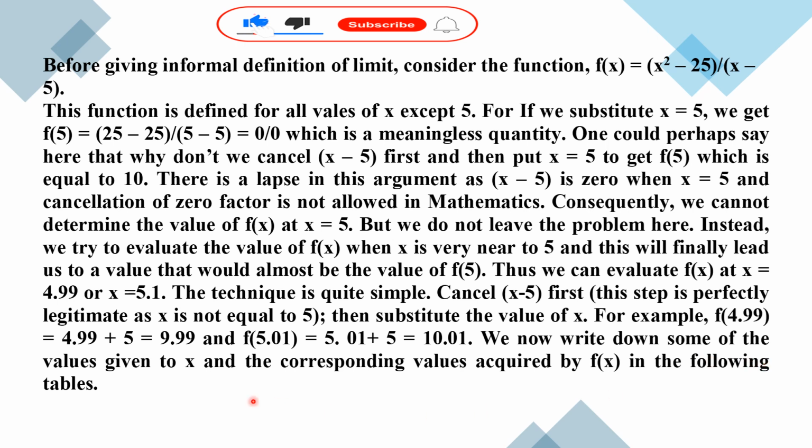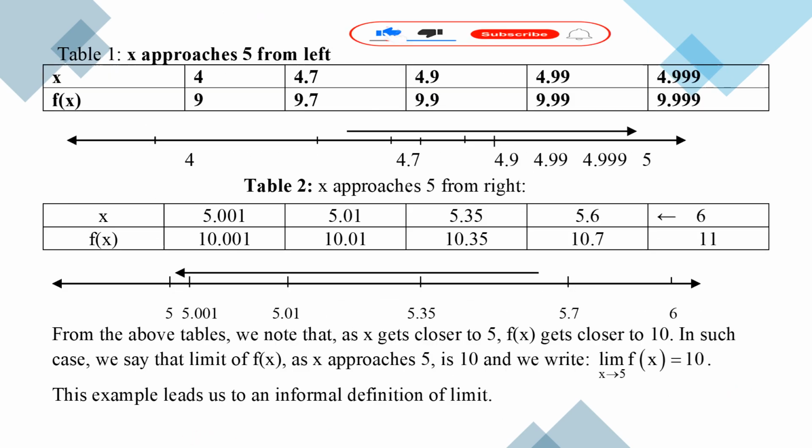We now write down some of the values given to x and the corresponding values of f of x in the following table. Observe that x approaches 5 from the left: 4, 4.7, 4.9, 4.99, 4.999. Then what is the value of f of x, applying x squared minus 25 over x minus 5? We get 9.999. It approaches 10 as x approaches 5.